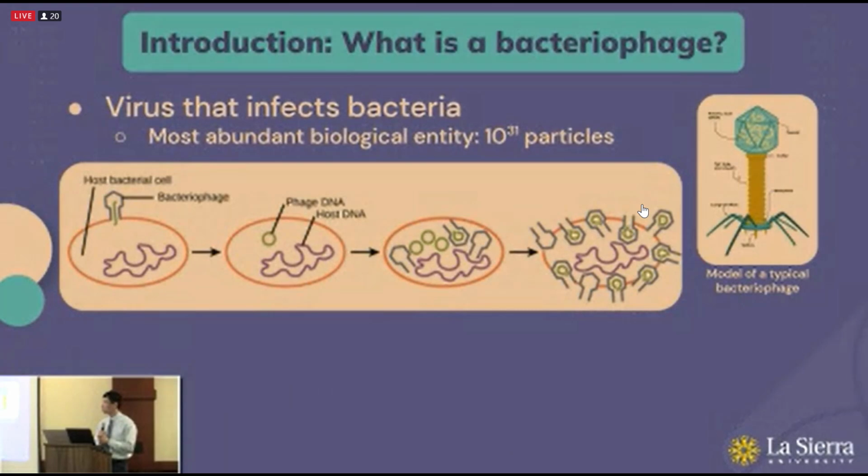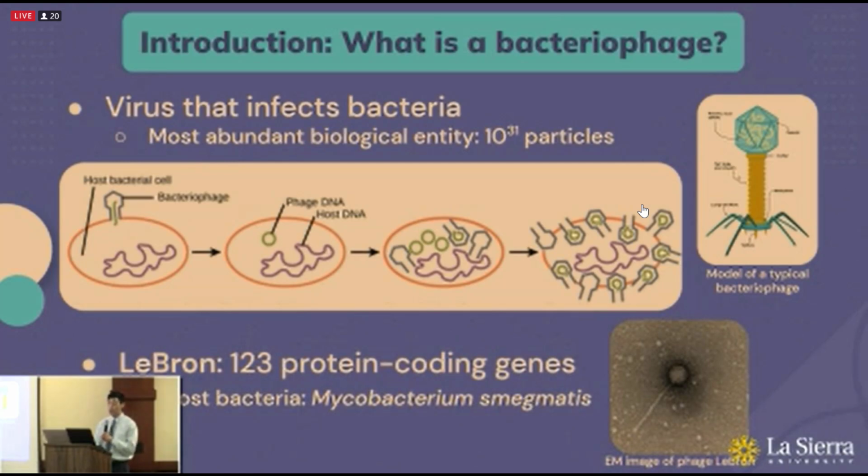So the particular bacteriophage that I'll be researching is named LeBron. LeBron has 123 protein coding genes in its genome, which is relatively large for a genome of this nature, and its host bacteria is named Mycobacterium smegmatis, the importance of which I will be getting into later.